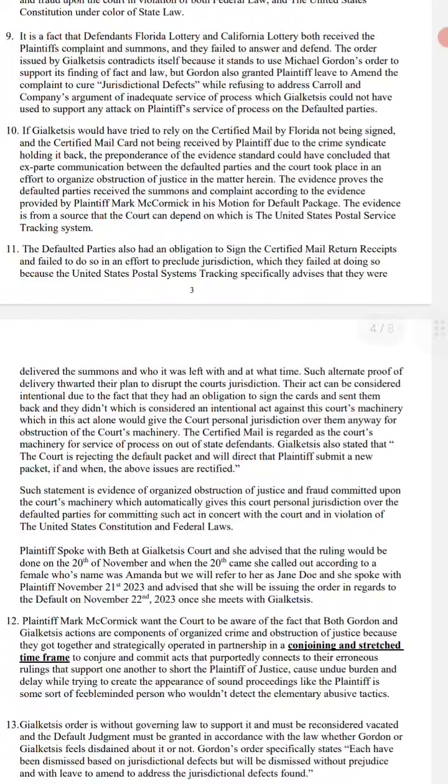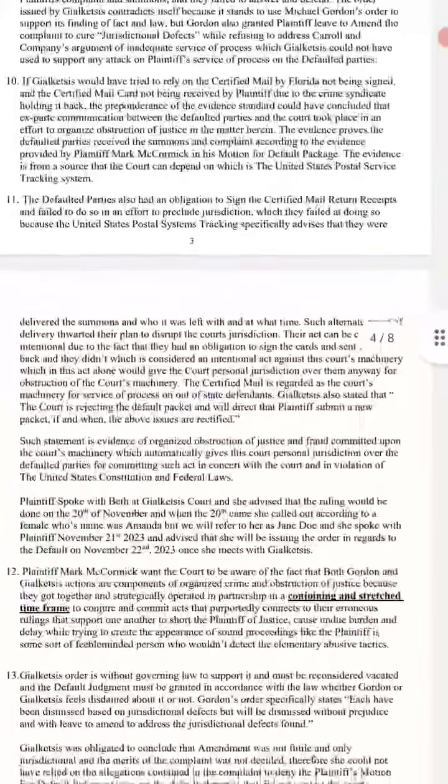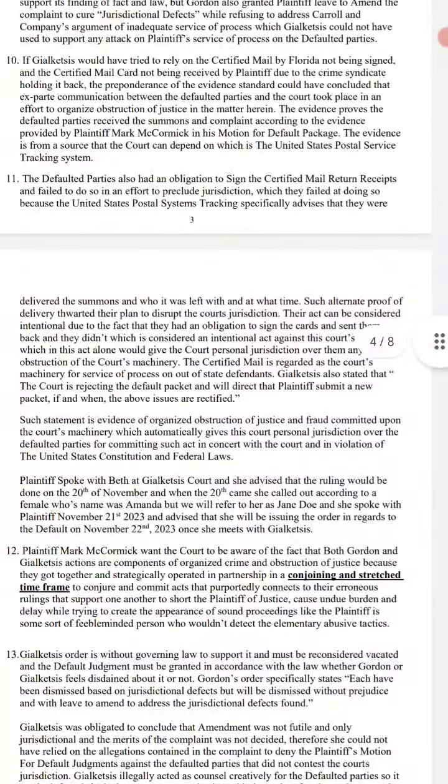Cynthia's entire order needs to be overturned completely due to ex parte communication and fraud upon the court in violation of both federal law and the United States Constitution under color of state law. Crazy. It is a fact that defendants Florida Lottery and California Lottery both received the plaintiff's complaint and summons, and they failed to answer and defend.